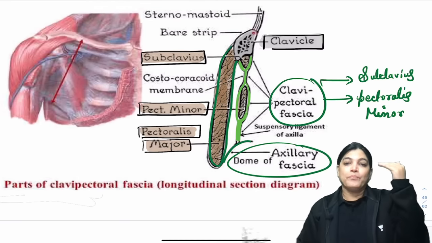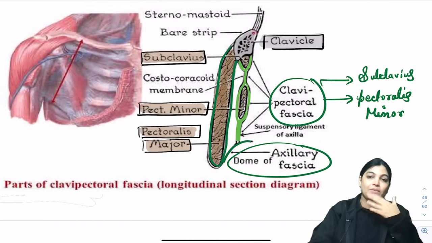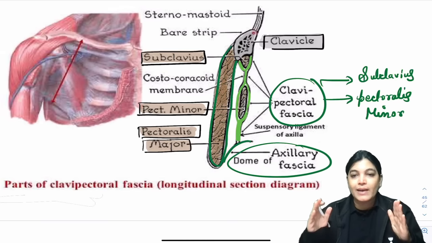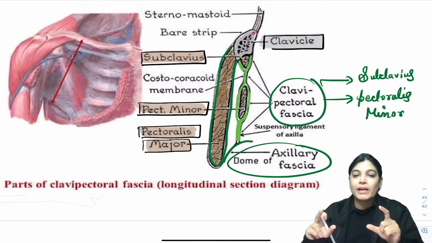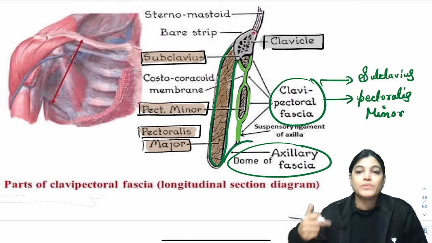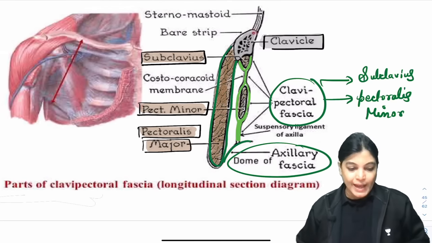The clavipectoral fascia is a continuation from the investing layer of deep fascia, which is the fascia in the neck region. Lower down, it attaches to the clavicle and encloses the subclavius muscle, fuses to form one layer, then again encloses the pectoralis minor muscle. Lower down, it fuses with the axillary fascia. Okay? So this is the whole extent.